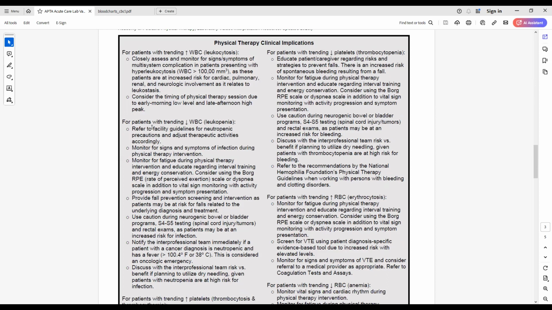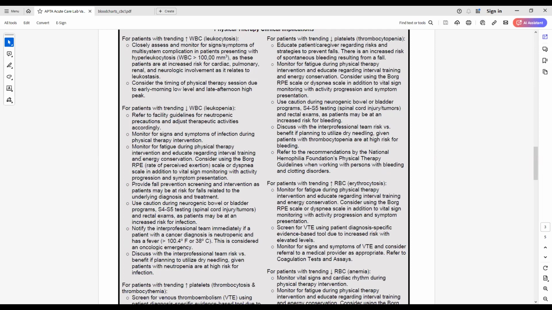For patients with a trending decrease in the number of white blood cells, or leukopenia, refer to facility guidelines for neutropenic precautions, as it is different from one facility to another, and adjust therapeutic activities accordingly, or the contact with your patients. Monitor for signs and symptoms of infection during physical therapy intervention, monitor for fatigue during intervention, and educate regarding interval training, which is when the patient can exercise and when the patient can get rest. So there is alternation between that during our intervention.